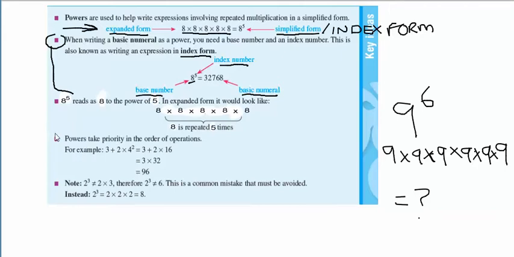Now, here are a couple of other notes that are also important. This first one: powers take priority in the order of operations. Remember, it's not BODMAS anymore, it is now BIDMAS, and that's the I, so that's the indices part.